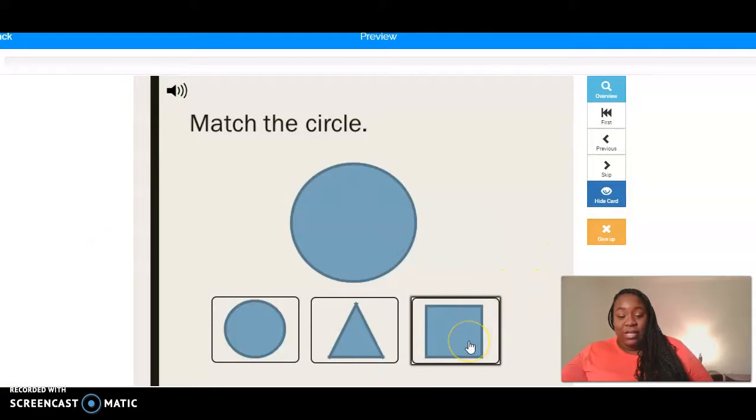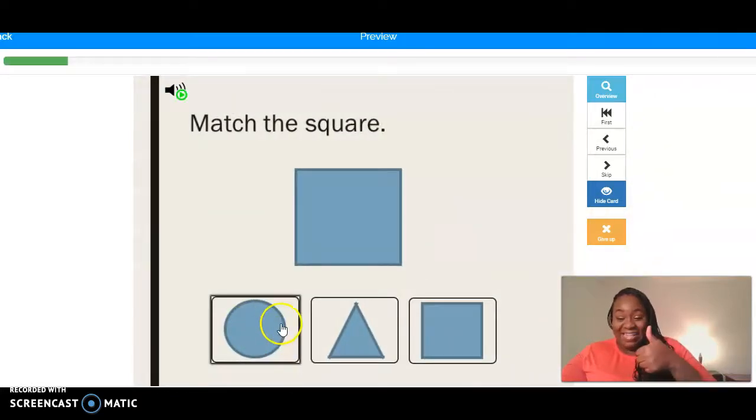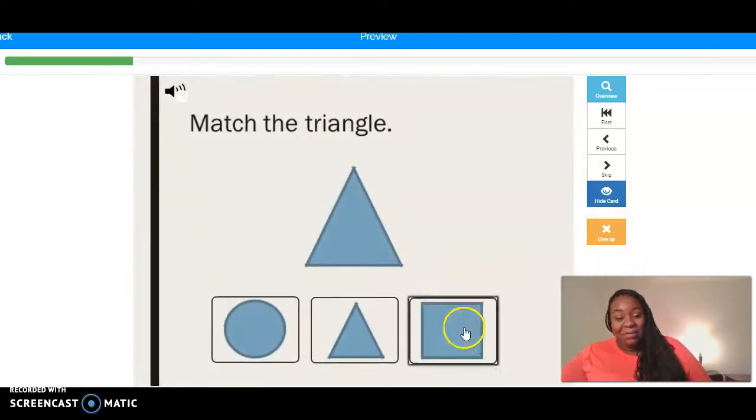Which one is circle? Is that a circle? That's a square, triangle, circle. Which one? This one? This one? This one. Let's see. Triangle has three sides. One, two, three.